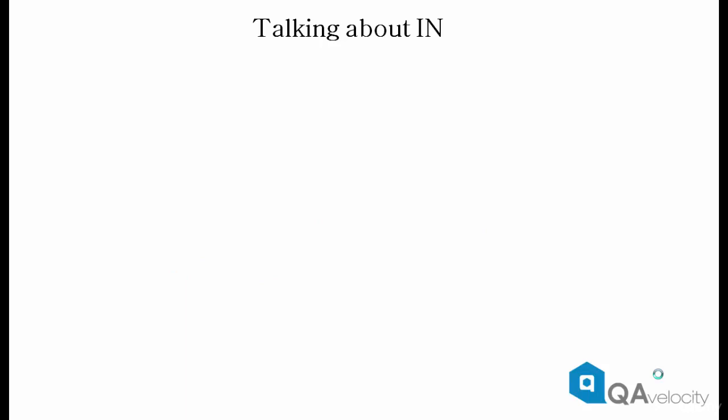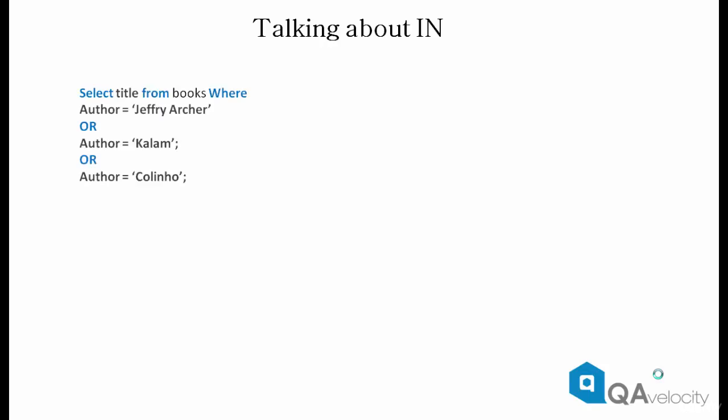Now what happens if Greg asks for books from multiple writers? Let's see the query. If you have noticed, we have to add multiple ORs for each of the authors: select title from books where author equal to Jeffrey Archer or author equal to Kalam or author equal to Colino. I mean, you have to write multiple ORs for that.